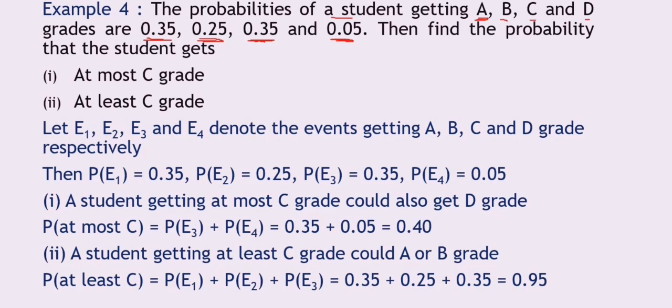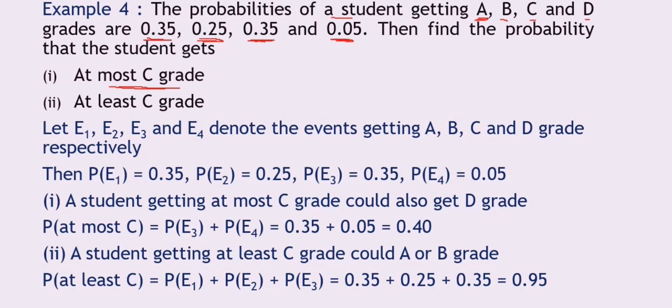We have to find out the probability that he gets at most C grade. What does at most C grade mean? At most C grade means the highest grade he can get is C. Means he gets C or below C. So what comes below C grade? Comes the D grade. So at most means maximum. The maximum grade the child can get is a C grade. So he can get a C grade or something below the C grade, which is the D grade. So we have to find out the chance. At most C means either C or D.